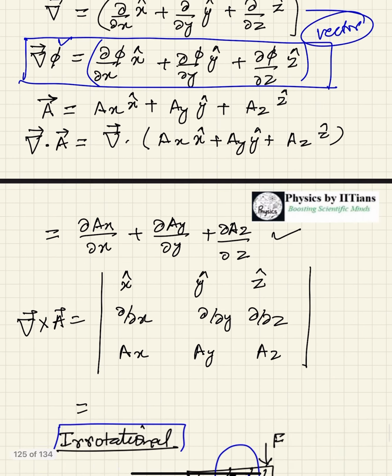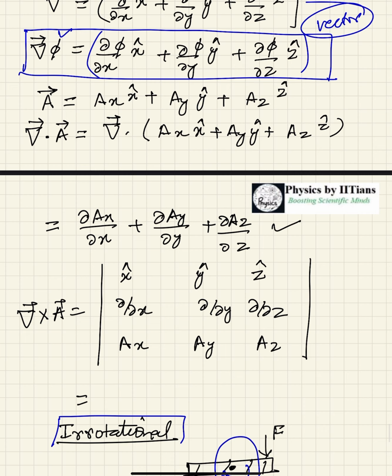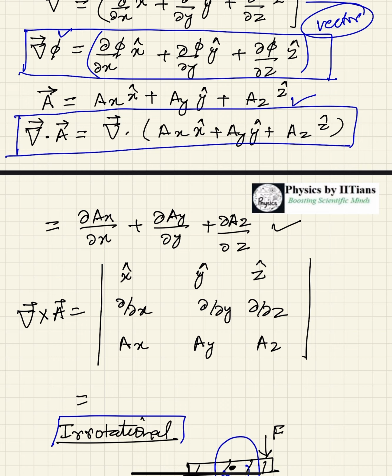Similarly, if you find the divergence of a vector field, you have a vector field A, and now you are finding the divergence. So the divergence of the vector field is given by this expression. If you calculate this, you are getting this expression.